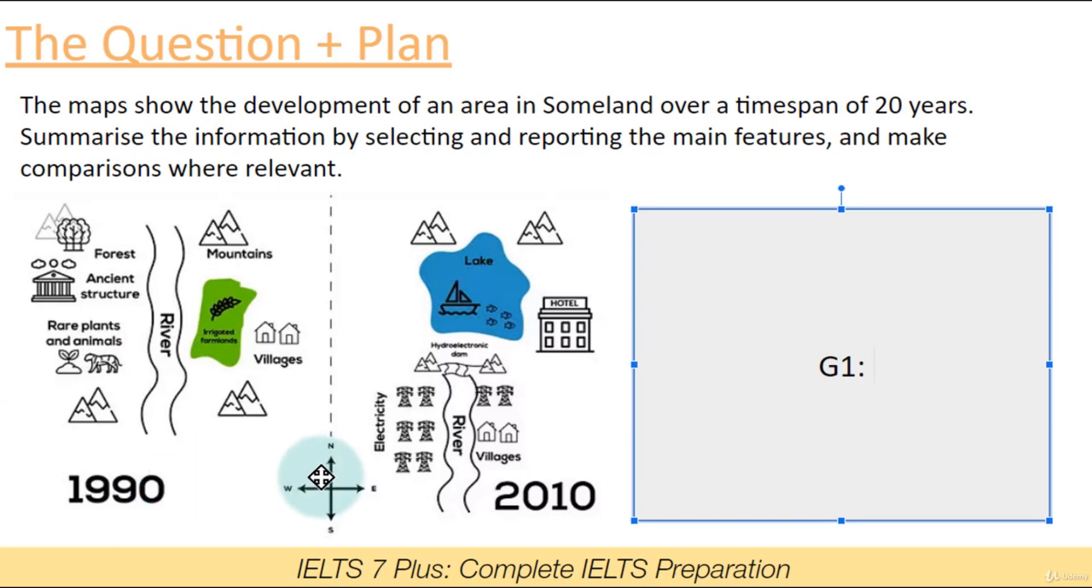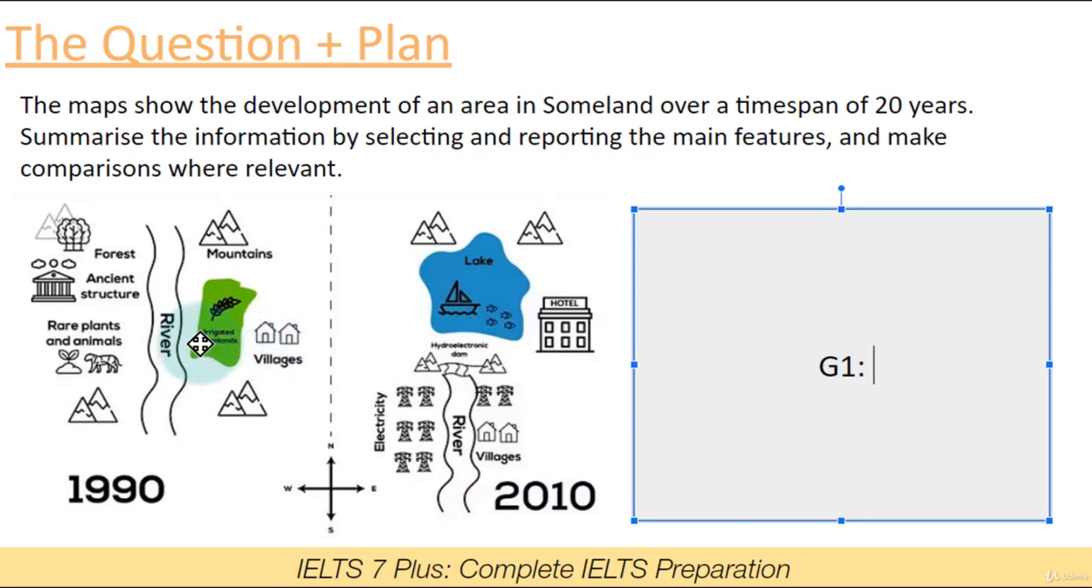So basically both 1990 and 2010 go in the same group. So we could say everything west of the river. And then for group 2, we would say everything east of the river. And then of course I can compare, making comparisons where relevant, and I'm really scoring higher on my task achievement. However, the river doesn't actually stay the same for both maps, and maybe in 2010 it's easier to describe south of the river and north of the river, but that doesn't work in the same way for 1990.